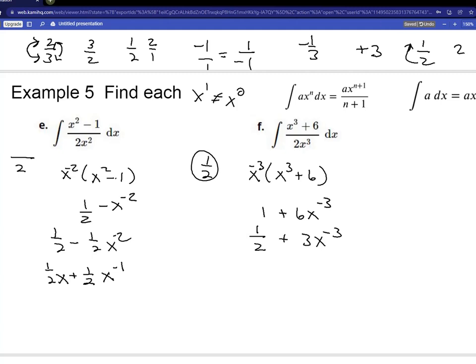Now what am I going to do? You integrate, and you get 1/2 x plus, you get -3/2 x to the power -2. Yep. All right, awesome. Those are some pretty complicated ones. Now let me switch gears here.